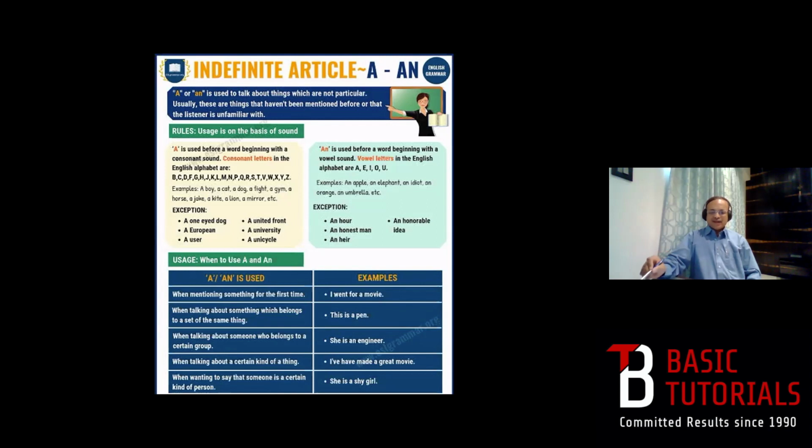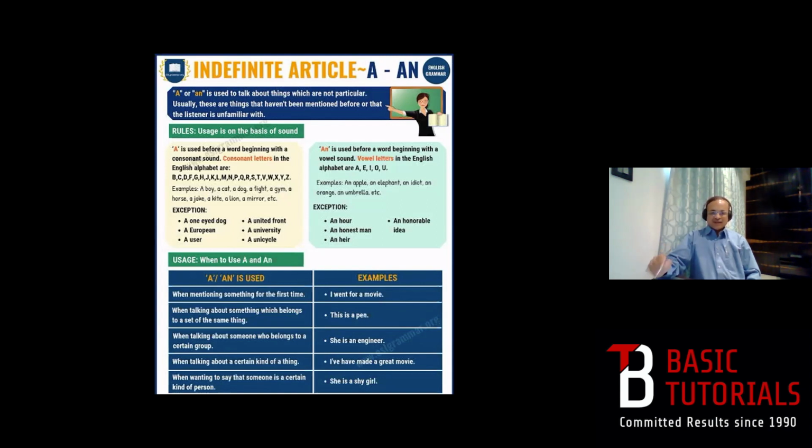Let's take certain examples which are given here. A, E, I, O, U. These are vowels, whereas the rest of them are consonants. Similarly, in Hindi, we have vowel sounds like a, aa. If you keep this in mind, give importance to this sound concept, and then everything will fall in place.